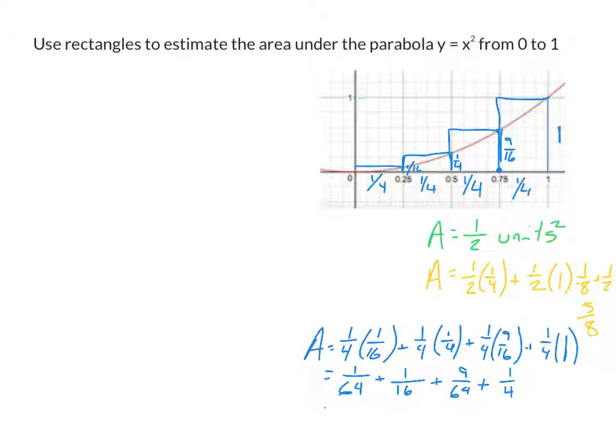And if I get a common denominator for all these, so 1/64 plus 4/64 plus 9/64 plus 16/64 equals 1 plus 4 is 5, plus 9 is 14, plus 16 is 30 out of 64, or rather, that is 15/32, which is a little less than 1/2. So that makes more sense than our previous 2 guesses so far.